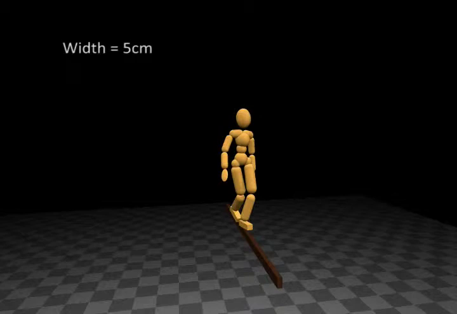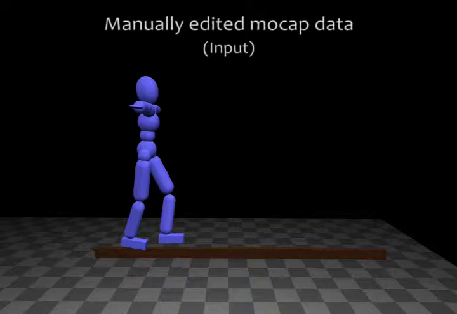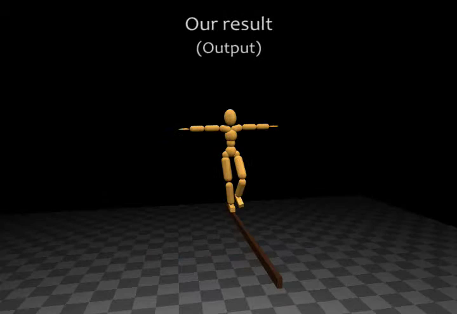The input trajectory can be manually edited by an artist to shape the synthesis. Balancing behaviors and secondary animations are achieved automatically by our algorithm.